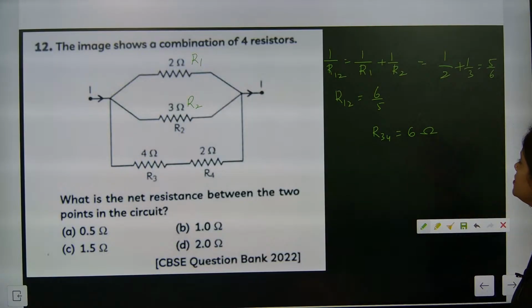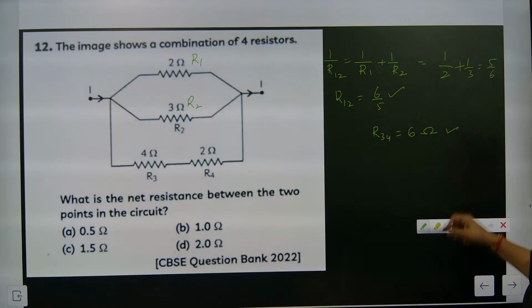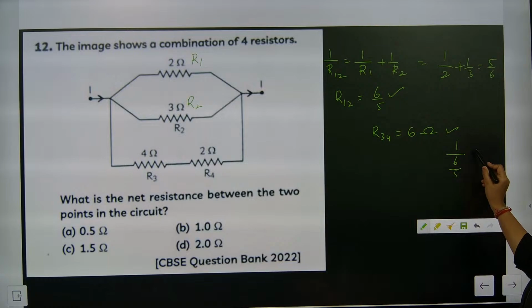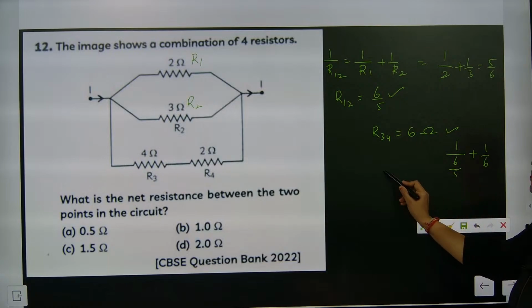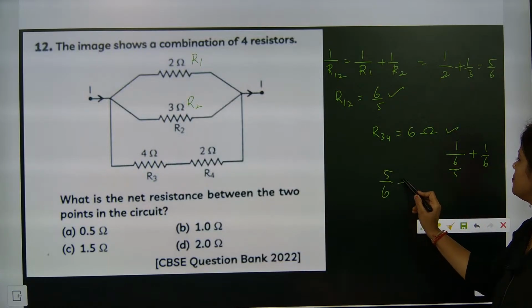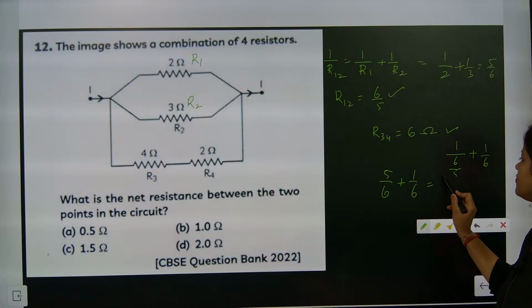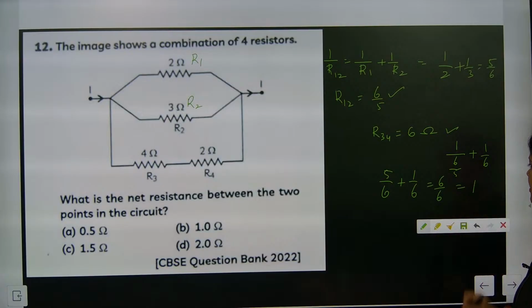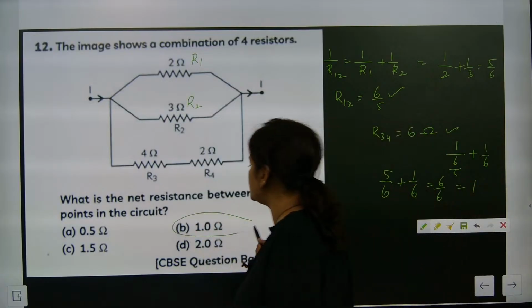When you have solved this one, you are getting 6 by 5. Now this is coming as 6. So 1 by 6 by 5 plus 1 by 6, so 5 by 6 plus 1 by 6. It will become 6 by 6, it is coming 1. The correct answer is 1.